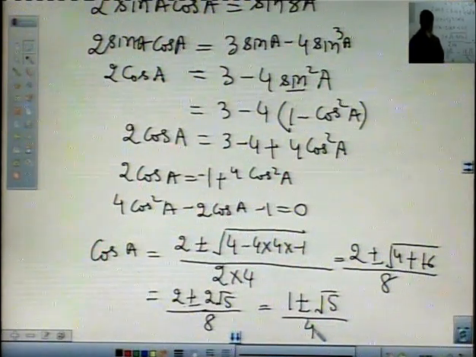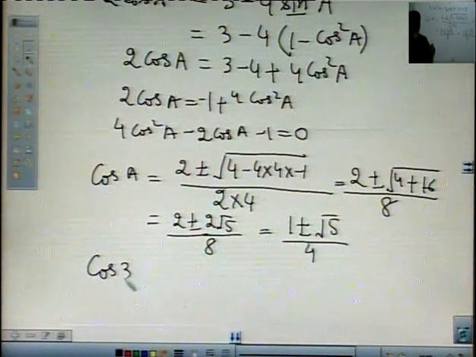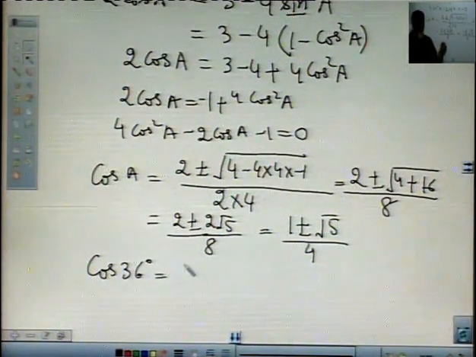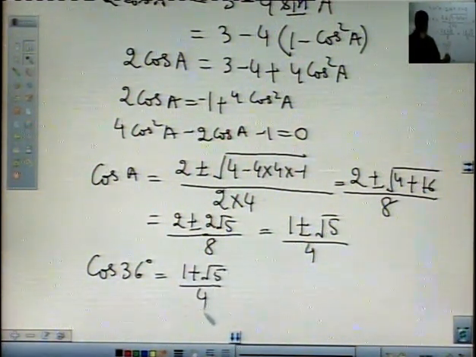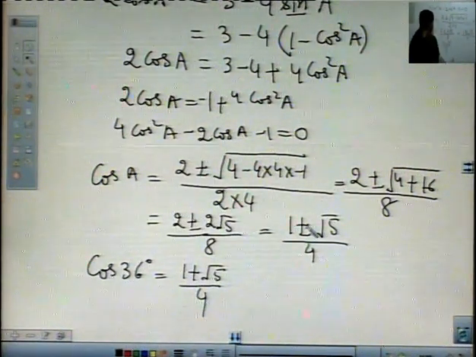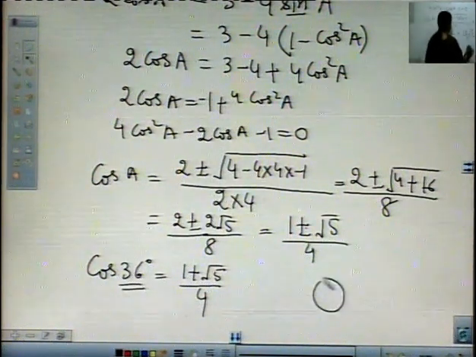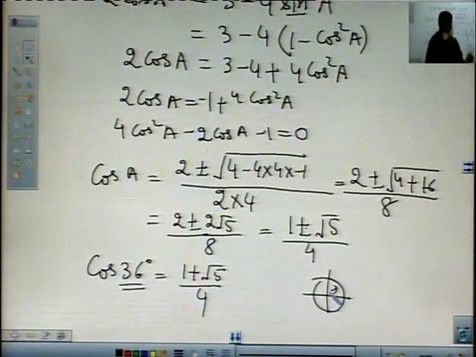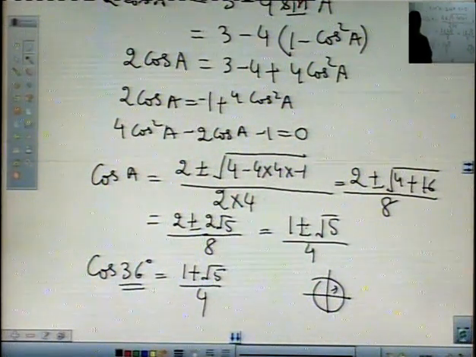Hence, the value of cos 36 is 1 plus under root 5 upon 4, taking only the positive value, because angle 36 lies in the first quadrant.